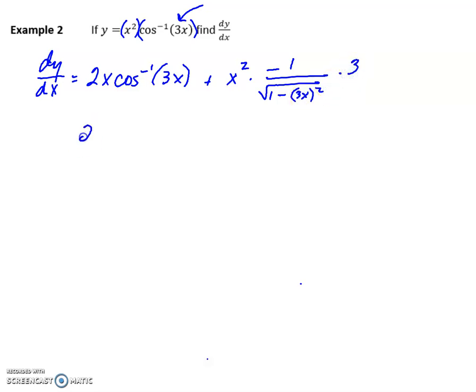This guy's fine. I'm just going to go ahead and clean up what happens here on the right. So I end up with a minus 3x squared on top over root 1 minus, square both, 9x squared. And this is fine.